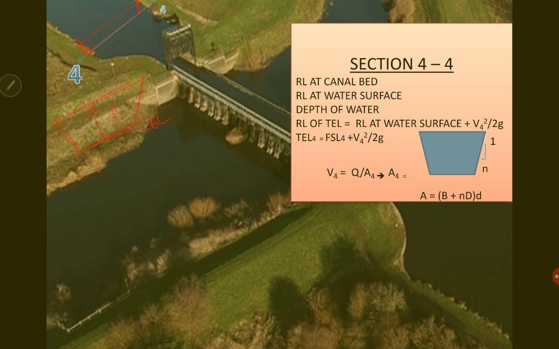Then what will be the next line? FSL line. Just add canal bed level plus D will give you the FSL line. From the FSL line, add V square by 2G. You will get the TEL line, right? So TEL is where V square by 2G uses V4, the velocity at the section 4. Okay, so this is at the section 4.